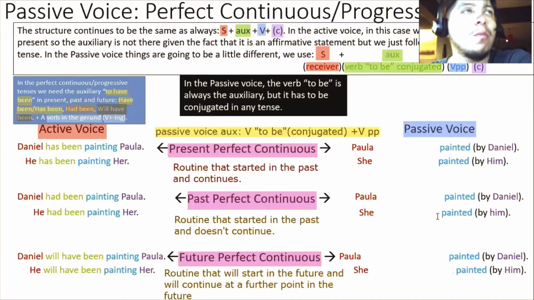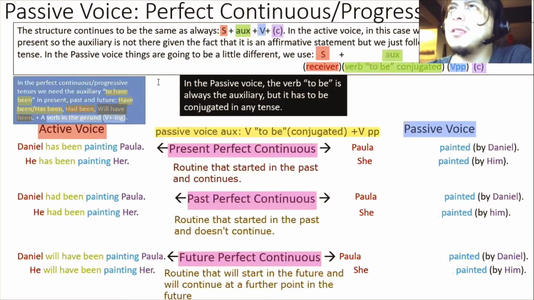The perfect continuous or perfect progressive time tenses. Sorry, I'm a little bit distracted. Okay, so the perfect continuous forms or the perfect progressive forms. The name is not really important. Some books call them perfect continuous. Other books call them perfect progressive. It is pretty much the same thing.